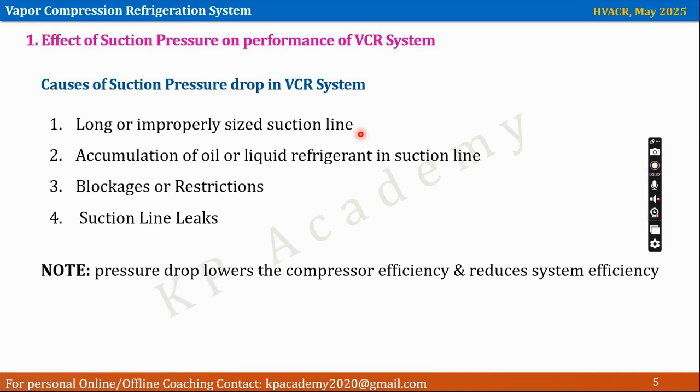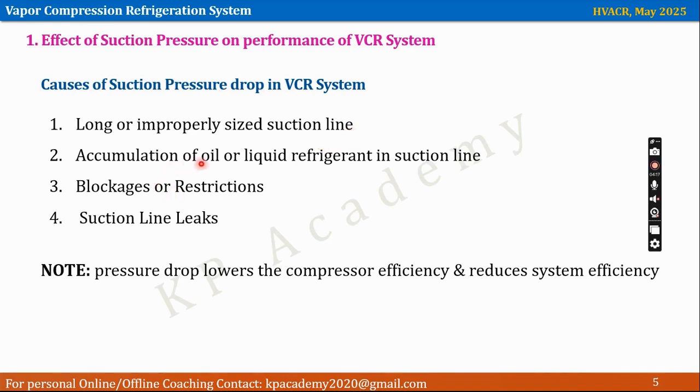So because of that, what happens? The frictional resistance increases, right? Because of that, frictional resistance increases, and which increases the pressure drop, right? So due to long or improperly sized suction line, the frictional resistance increases, which increases the pressure drop. Along with this one, if there is a poor layout, for example, if I say there are too many bends available in the suction line, too many fittings are available in the suction line, which is also the reason for frictional drop, or we can say frictional resistance, which increases the pressure drop.